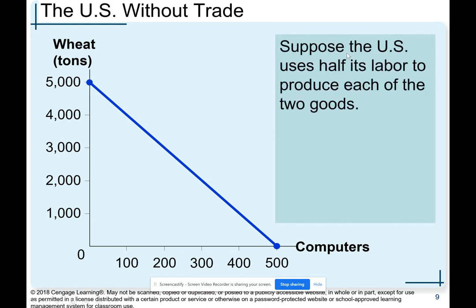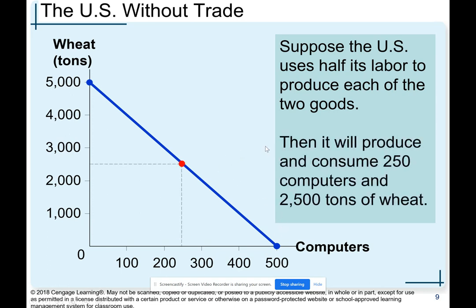Okay, suppose the US uses half of its labor to produce each good. Let us assume that the United States is not trading with any other country. In this case, it's not trading with Japan, and so it will use its labor hours to produce some wheat and some computers for its domestic consumption. That means out of 50,000 labor hours, 25,000, which is half of 50,000, will be used to produce tons of wheat. The other 25,000 will be used to produce computers.